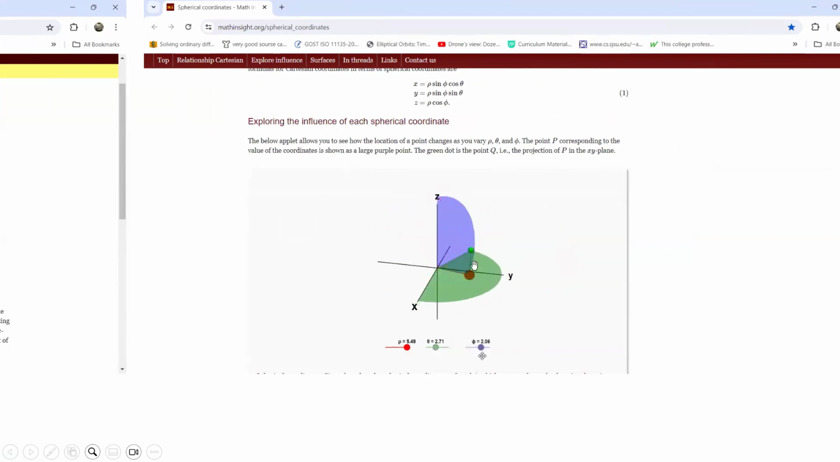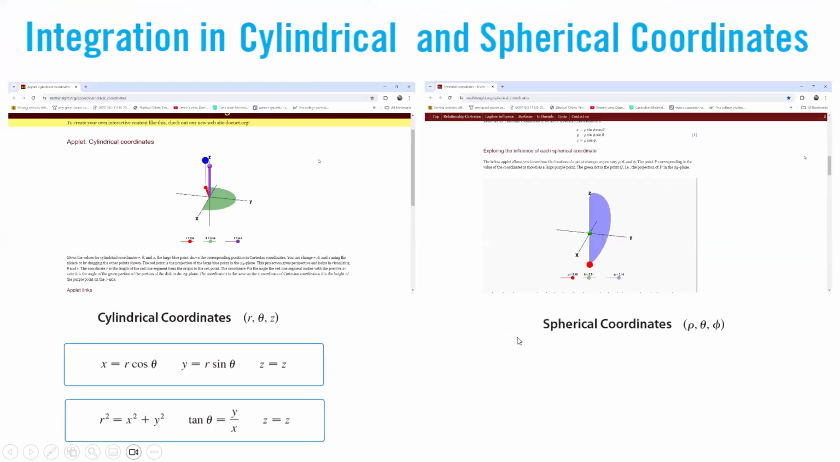Note that phi is the angle between the positive part of z-axis, and it goes at most to the negative part of z-axis. It doesn't have the full rotation. That's the important note here. By convention, phi ranges between positive part of z-axis or 0 to pi or 180 degrees.